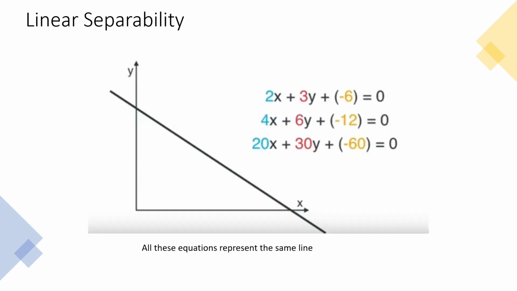Basically, these three equations represent the same line. You just multiply both sides by 2. Since this is 0, it remains 0, and these terms become twice as big. And if you multiply this by 5, for example, you get 0 on this side because 0 multiplied by 5 is 0, and you get this line. So basically, these three equations represent the same line.